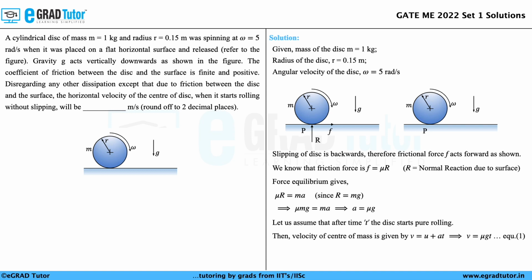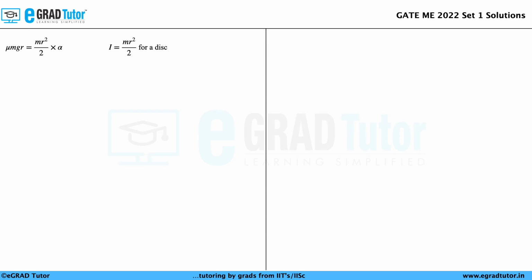We also know that torque about the center of mass of the disk can be written as tau is equal to frictional force into the radius of the disk, and we have the value of frictional force as mu into R, and R is equal to mg. For any member which is under rotation, torque can be written as tau is equal to I into alpha. Now, substituting the values on either side, we have mu mgr is equal to mr square by 2 into alpha, where mr square by 2 is the moment of inertia for a disk. From this, we get the value of alpha as 2 mu g by r.